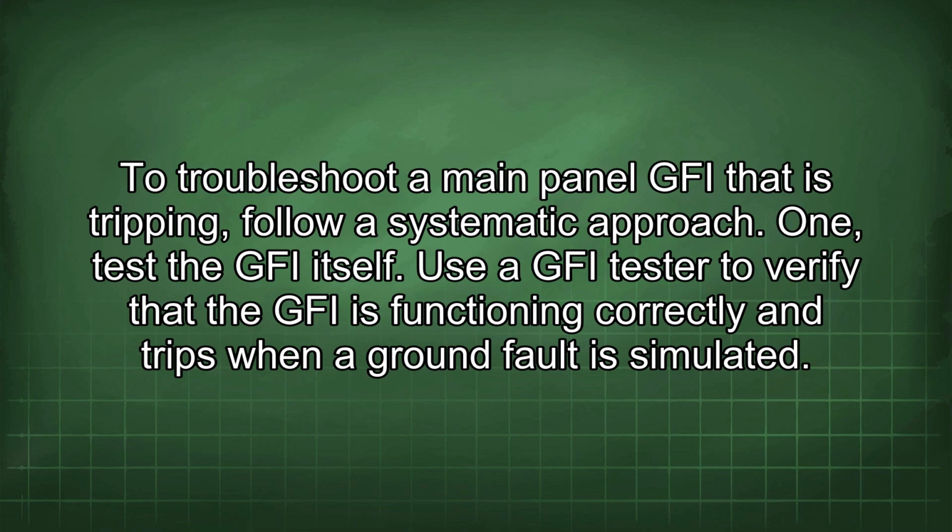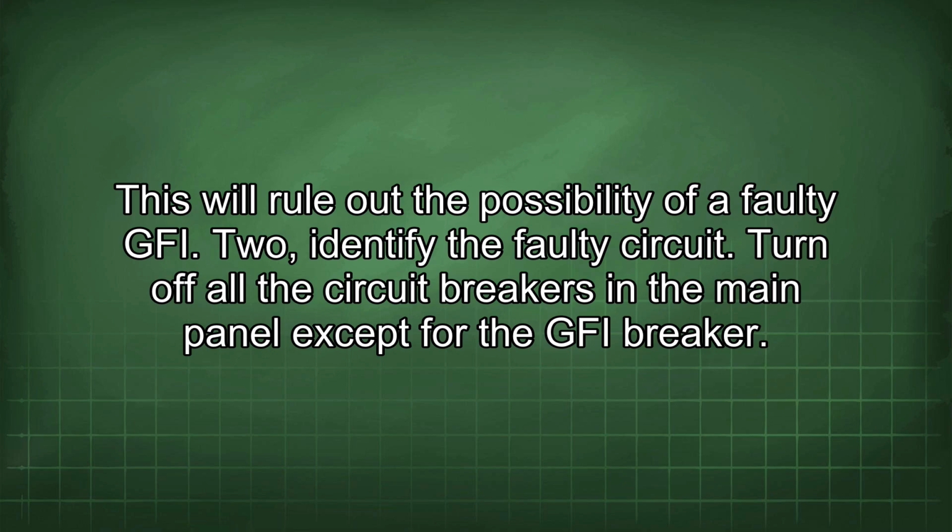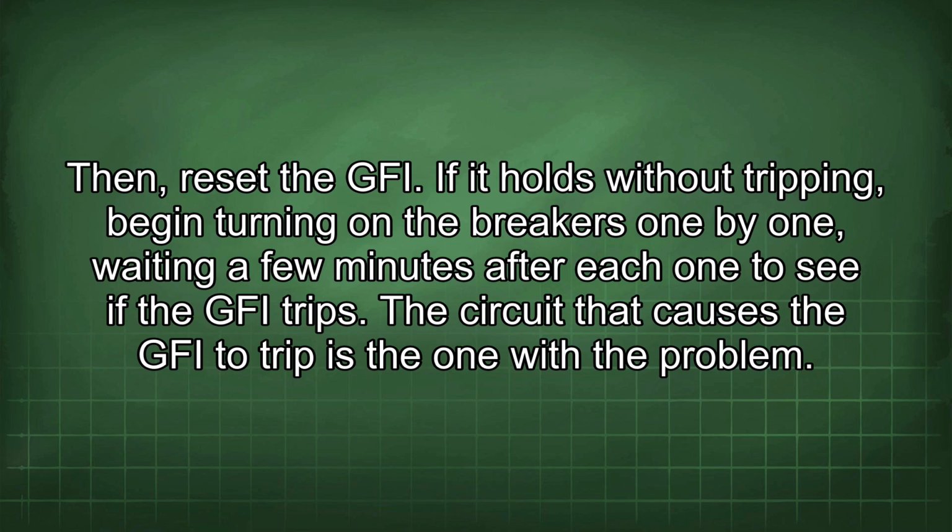1. Test the GFI itself. Use a GFI tester to verify that the GFI is functioning correctly and trips when a ground fault is simulated. This will rule out the possibility of a faulty GFI. 2. Identify the faulty circuit. Turn off all the circuit breakers in the main panel except for the GFI breaker. Then reset the GFI. If it holds without tripping, begin turning on the breakers one by one, waiting a few minutes after each one to see if the GFI trips. The circuit that causes the GFI to trip is the one with the problem.